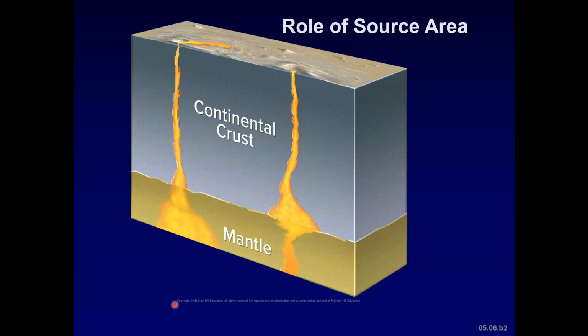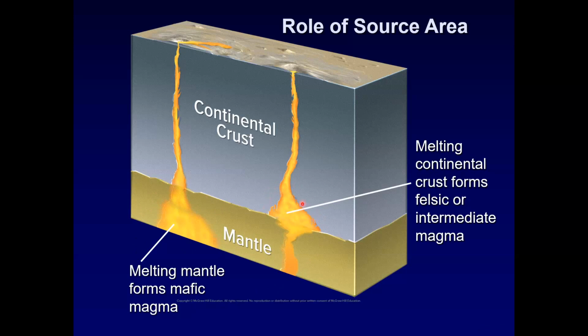And what is the role of the source area? So you can have melting in the mantle, forming mafic, dark magma, dark minerals. If you have melting in the continental crust, you'll have a felsic or intermediate magma, lighter minerals, less dense and often lighter in color. The mantle is ultramafic, but partial melting produces mafic magma. And of course, continental crust will be more felsic if the source area is felsic. Continental crust will be more intermediate if the source area is almost completely melted.